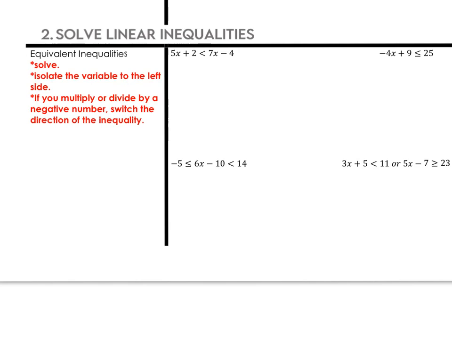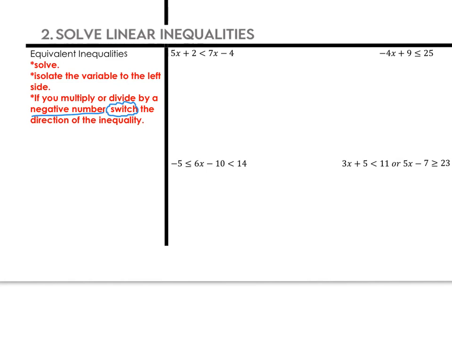Isolate the variable to the left-hand side and get everything else on the other side. One thing to note, if you ever multiply or divide by a negative number, you're going to want to switch the direction of the inequality. If you're simply adding or subtracting or multiplying by a positive number, then your inequality sign will stay the same. Let's take a look at some examples on the right.